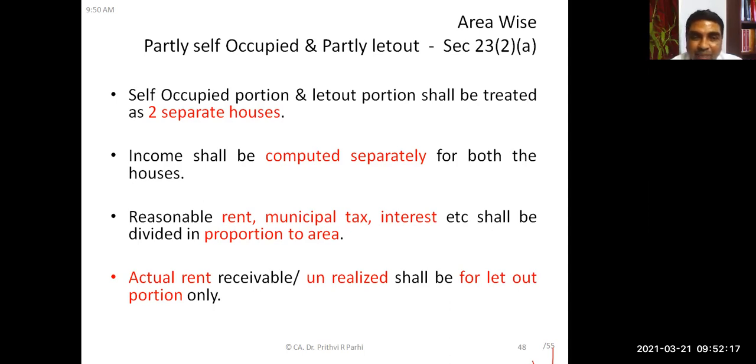Rent, municipal taxes, interest shall be divided in proportion of area. And actual rent, unrealized rent, etc. shall be only for the let out portion. Self-occupied portion NAV will be treated as nil. So actual rent received or receivable, unrealized rent shall be only for the let out portion, if area wise you are dividing.